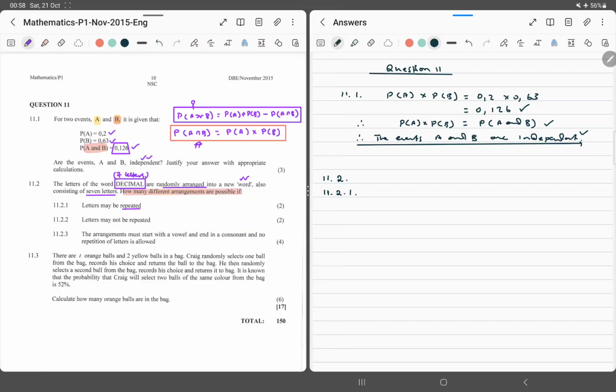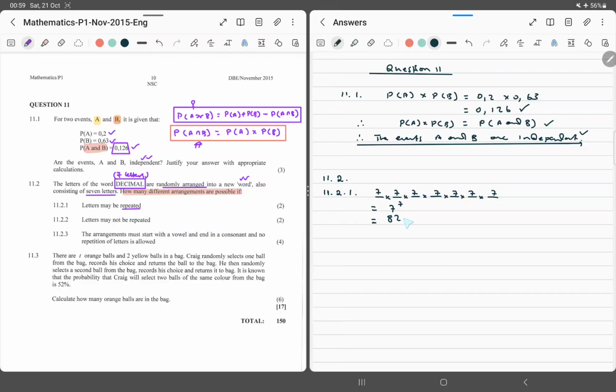11.2.1. So we know that we've got 7 letters: 1, 2, 3, 4, 5, 6, 7. Now we're repeating. So out of 7 letters, we've got 7 options for that spot, that spot, that spot, that spot, that spot, that spot, that spot, because we can repeat these letters. And essentially we're multiplying these possibilities. So we can see that this is 7 to the exponent 7, and we need to find the value there. So 7 to the 7.